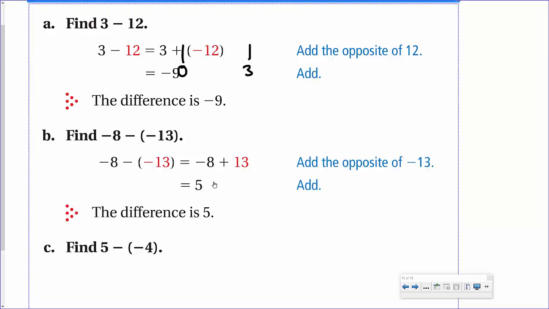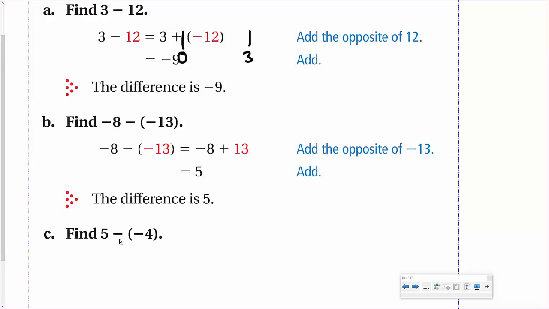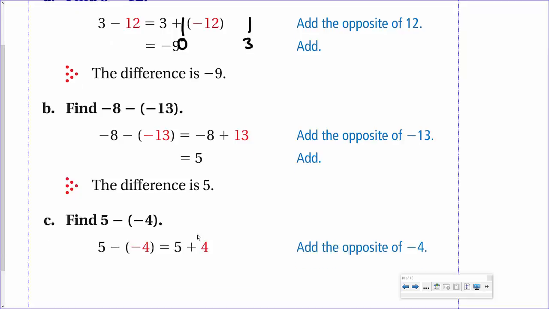And the difference here is, and then finally I have 5 minus the negative. Well, what's the opposite of a negative? I mean, it's a positive, right? So 5 plus 4 is 9.